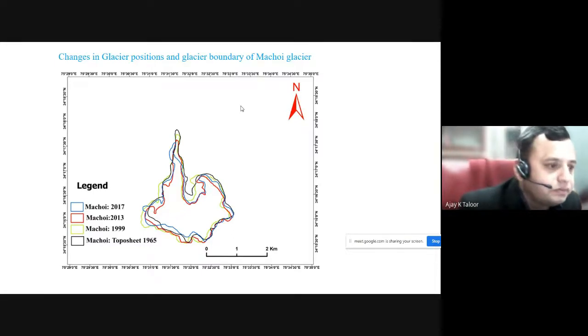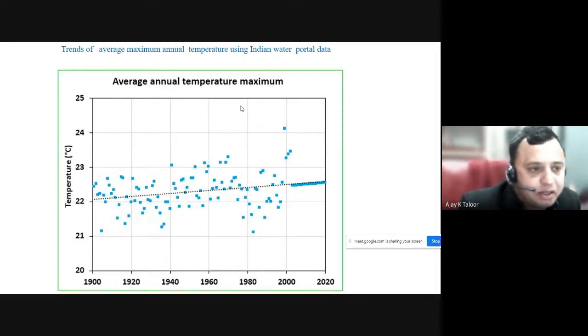Next, please. Such kinds of temporal analysis we are making here. This is the average annual maximum temperature. The maximum temperatures in this particular region are increasing. These are the data which we got from the Indian water portals, from 1900 to 2017. We have data, then we have extrapolated up to 2020, so we can find the trends. We are finding that in this particular Majori region, the maximum temperature is increasing. You are looking at the trends showing the increase.